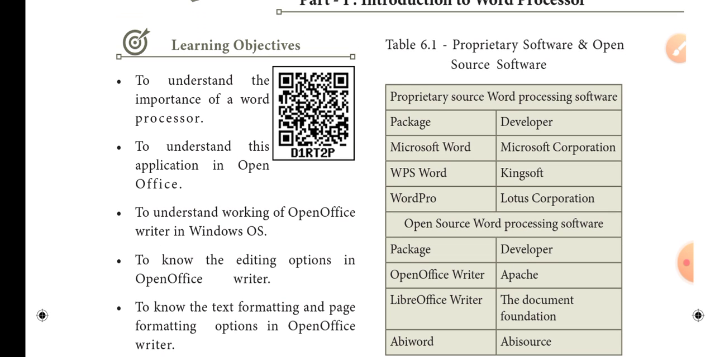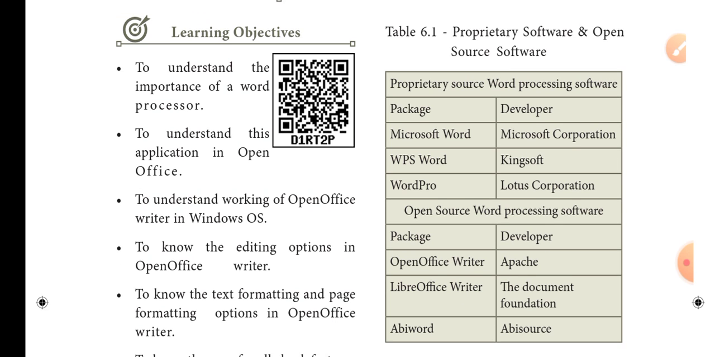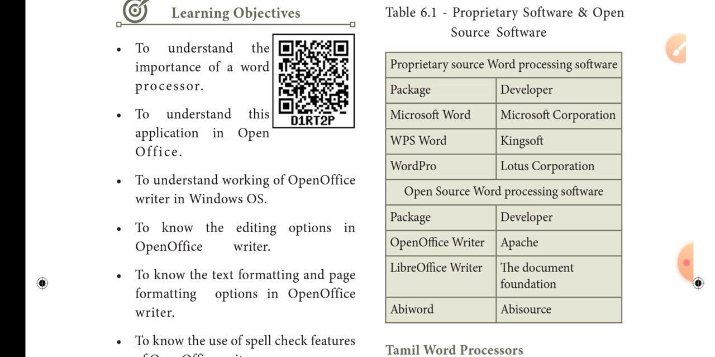Then we discussed some of the software packages named Microsoft Word, WPS Word, Word Pro. These are proprietary licensed software packages. Then OpenOffice Writer, LibreOffice Writer, AbiWord. These are open source word processing software.